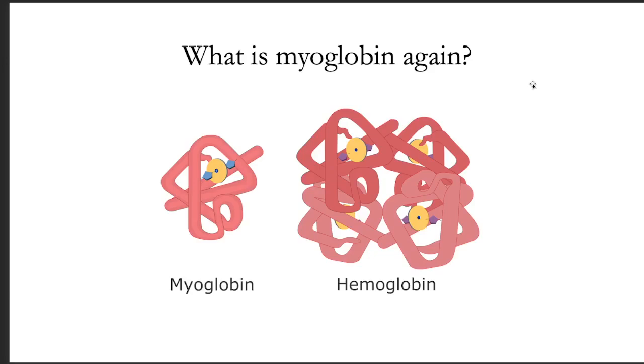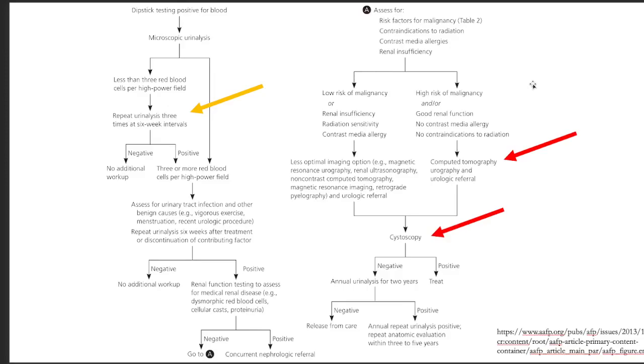This is considered either a false positive or a true positive, depending on who you ask, because myoglobin in the blood is bad, because it's very toxic to the kidneys. It's a very scary slide. This is basically the AAFP workup for microscopic hematuria.